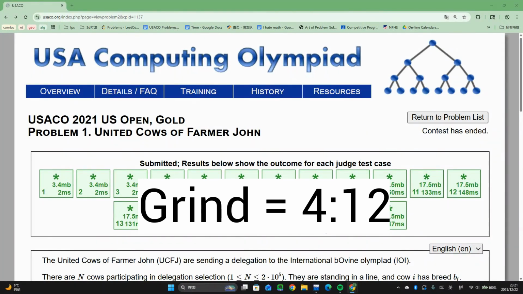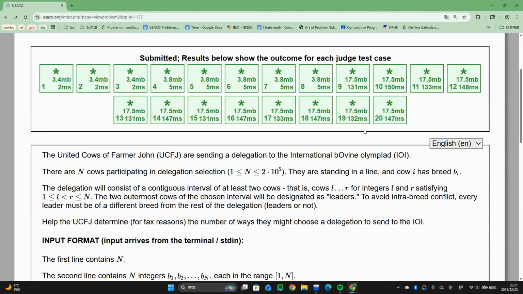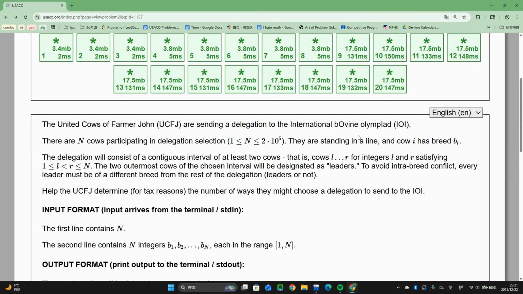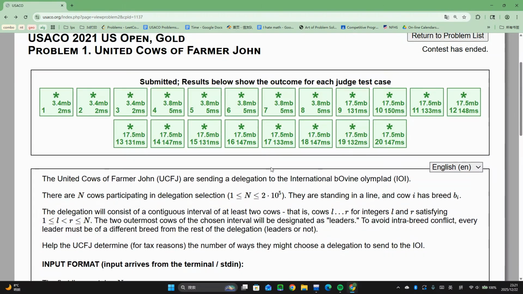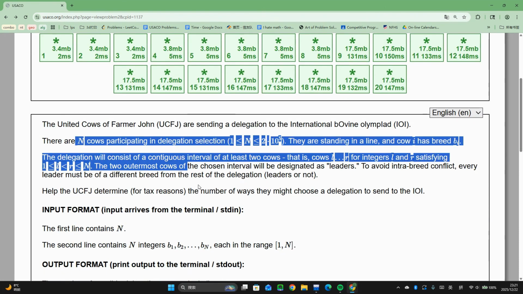Hello everyone. The problem that we're looking at today is United Cows of Farmer John from 2021 US Open Gold. And honestly, this is the type and difficulty of problem that I will want to see on the contest that I'm taking for gold. Because obviously I don't want too difficult problems, but if it's too easy, the cutoff might be too high. So I think this is exactly the right difficulty in algorithms used for it to be a gold problem for me to pass gold. Anyways, it's also a straightforward problem statement, and I love that.